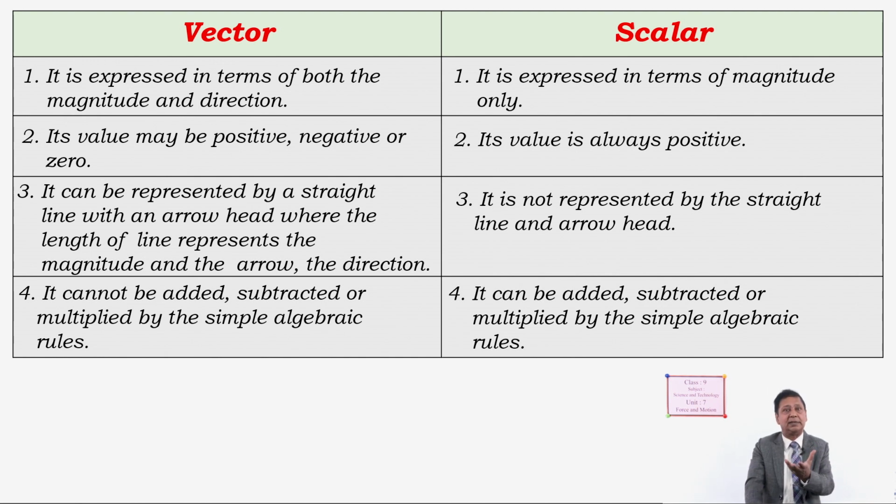But scalar quantity can be added, subtracted or multiplied by the simple algebraical rules. If we have 2 kg sugar, and 1 kg is added to it, then 2 kg plus 1 kg becomes 3 kg, or if 1 kg is removed from that 2 kg, then 2 kg minus 1 kg gives 1 kilogram. This way, simple addition, subtraction and multiplication can be done with scalar quantities, but vector quantities cannot be added, subtracted or multiplied by using simple algebraical rules.